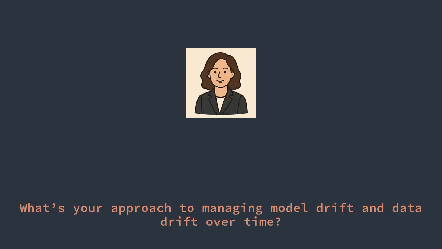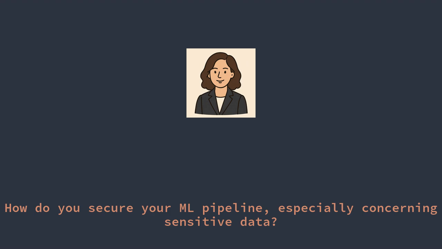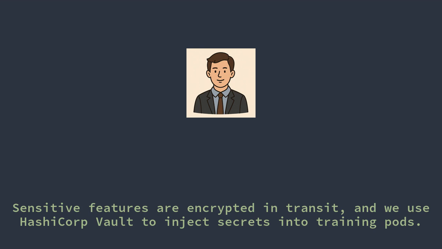What's your approach to managing model drift and data drift over time? We schedule a weekly data quality scan. If drift crosses a threshold, an Airflow DAG kicks off retraining automatically. How do you secure your ML pipeline, especially concerning sensitive data? Sensitive features are encrypted in transit, and we use HashiCorp Vault to inject secrets into training pods.